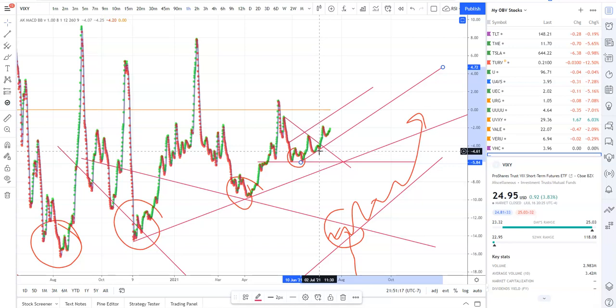I don't know. I'm hoping that's the case, but as I said in the video on the Qs, we just have to keep up on all this stuff and let the charts speak to us, and the charts and the market tell us exactly what's going on.